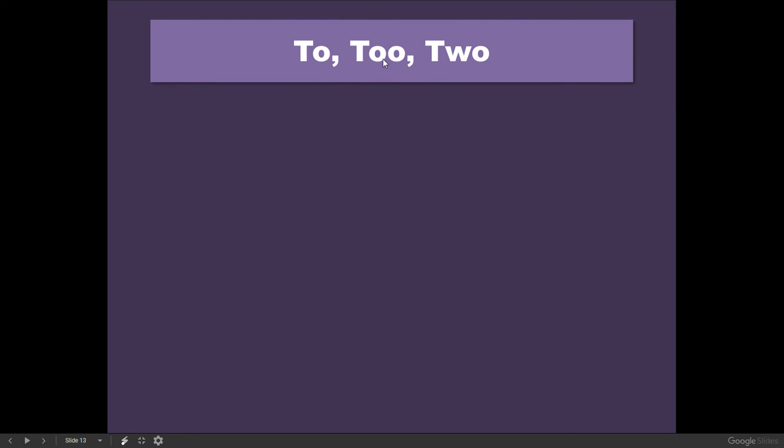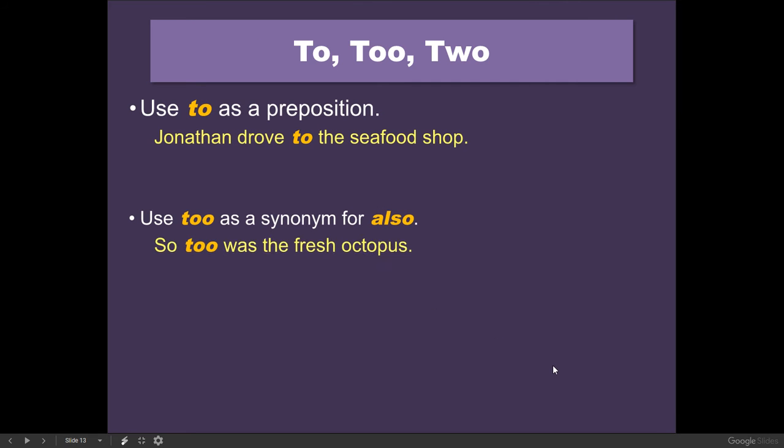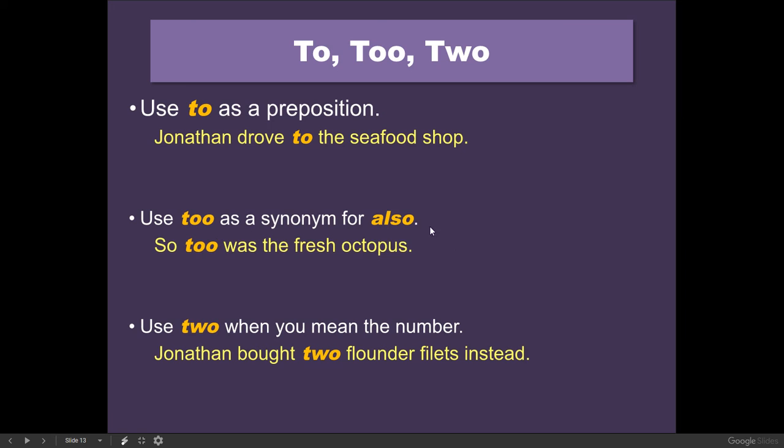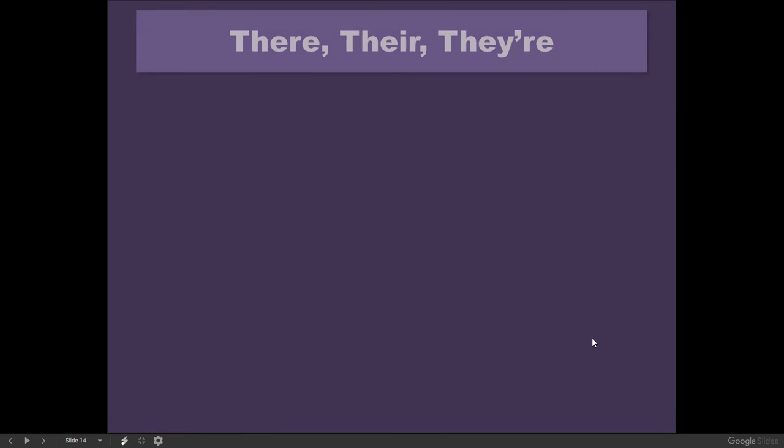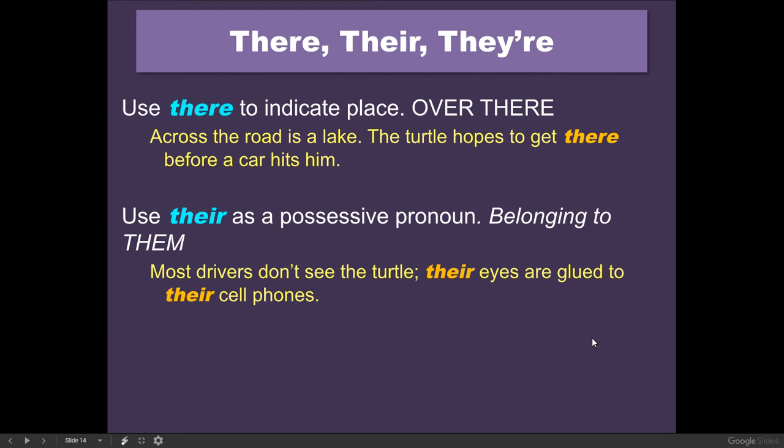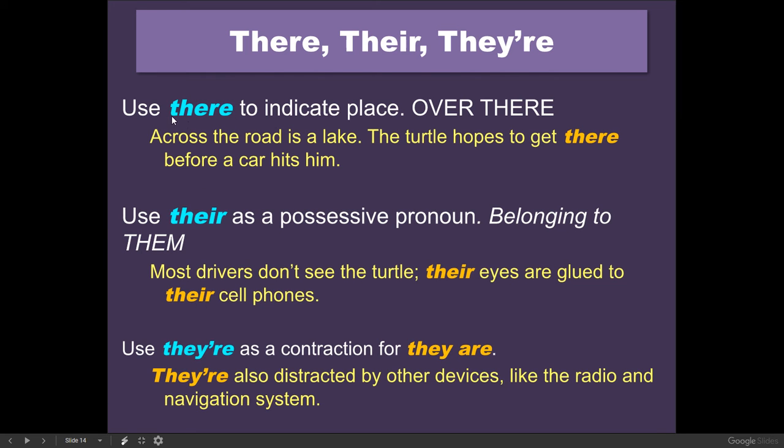Normally you know this one and you know this one. This is the one that you guys forget to use. Many adults actually forget to use. T-O-O means also. So two was the fresh octopus. It's a terrible sentence. The octopus was too fresh. Okay, so it means much or also. I want to go to the park too. Also, too much. Okay, and then this is the number, and this is a preposition using direction. Okay, there, and there. If you can use the words over there, then you use there.